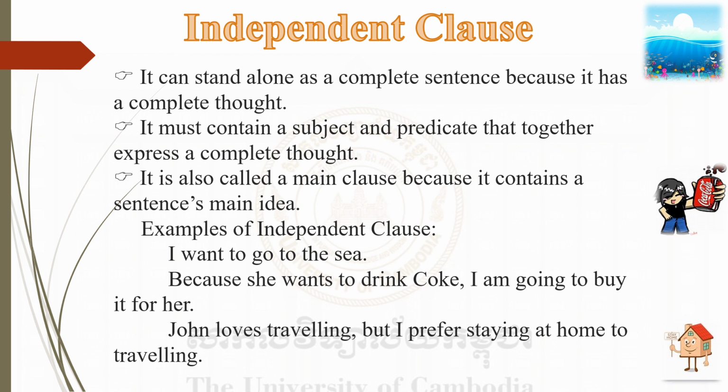And now look at the examples of independent clause. I want to go to the sea. Here is an independent clause. Because she wants to drink Coke, I am going to buy it for her. John loves traveling, but I prefer staying at home to traveling. Here you can see these 3 sentences have enough meaning to make the sentence understandable to the listener or to the learner. So it is called an independent clause.